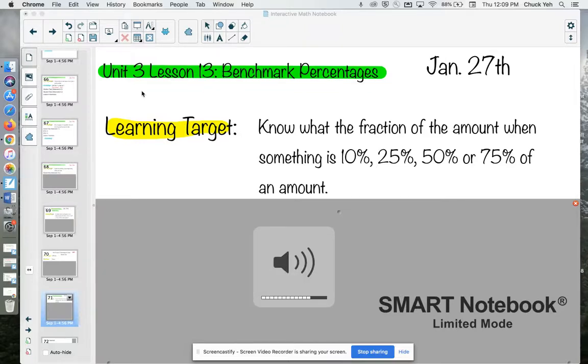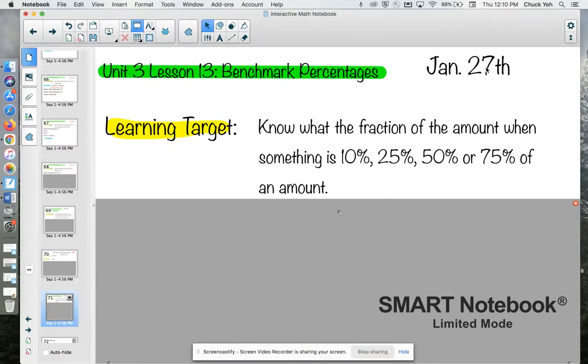Today is January 28th. Here are today's notes. I need to change this date to the 28th.